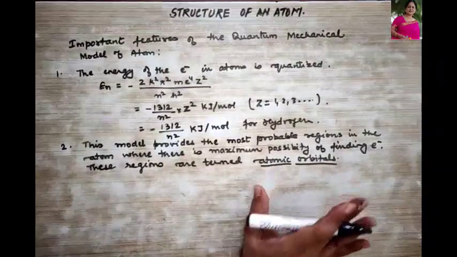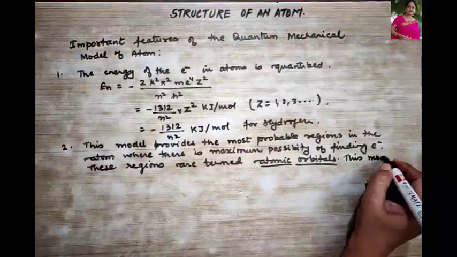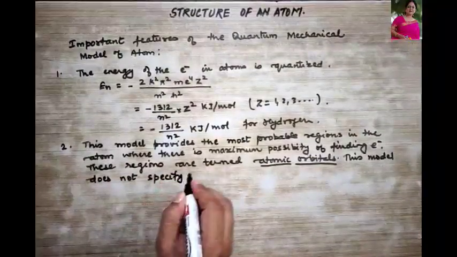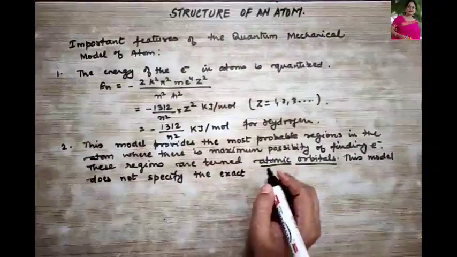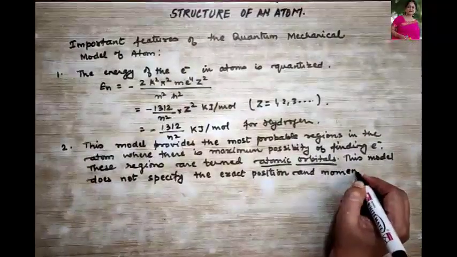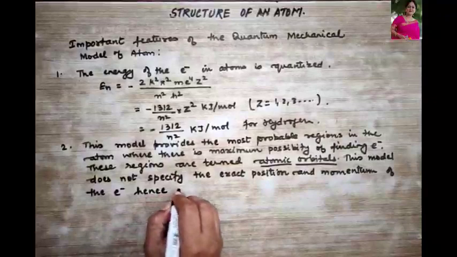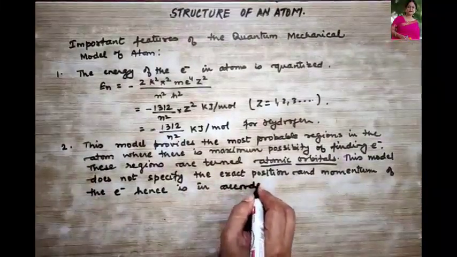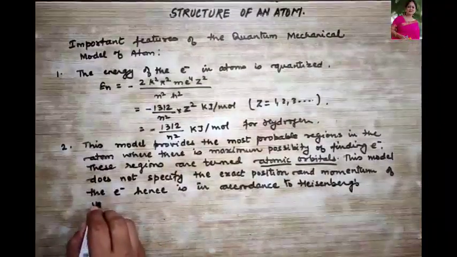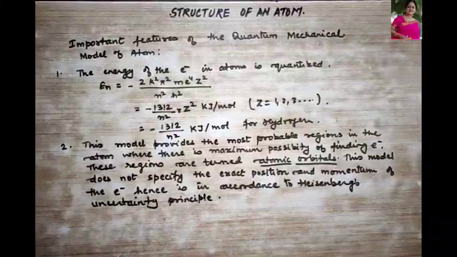Clear? So this model does not specify the exact position and the momentum of the electron, hence is in accordance to Heisenberg's uncertainty principle. I hope the second point is very clear.